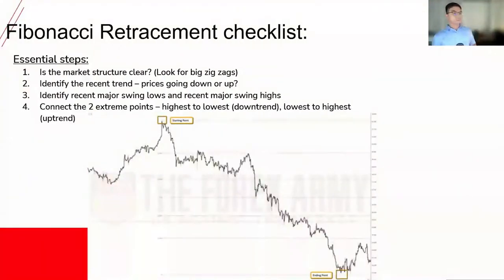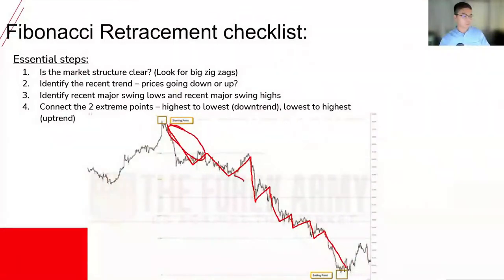So, the Fibonacci retracement checklist, just a very quick look at this. The market structure, is it clear or not? Look for big zigzags. You notice that the market is moving very closely along the Fibonacci trend line, so you can see this nice little blue line going through the charts. Let me clear this out. It's a very clear structure, a very clear downtrend, bearish market.